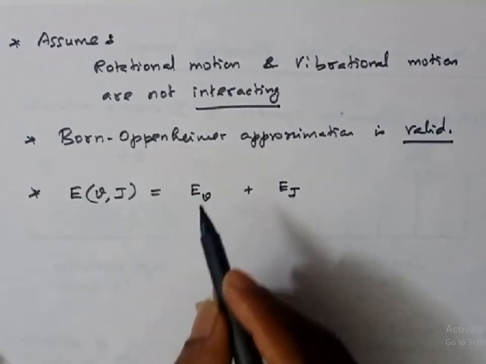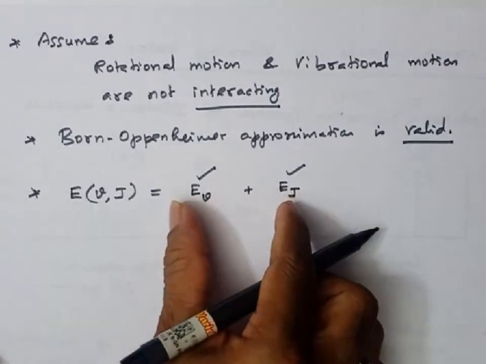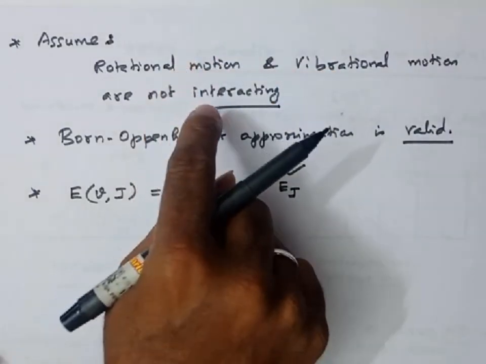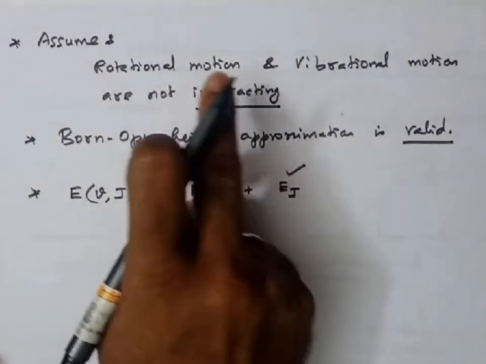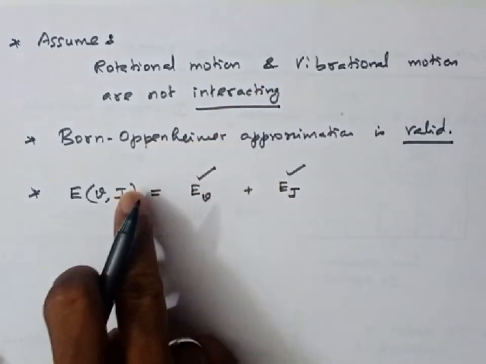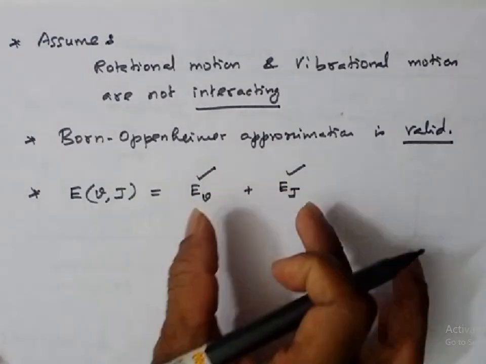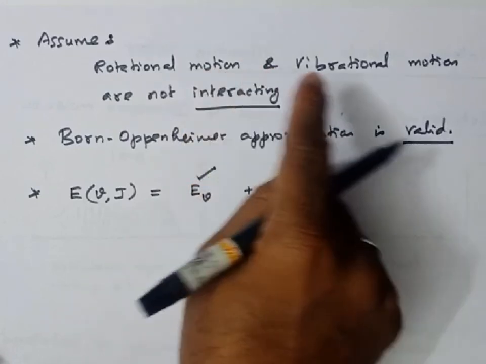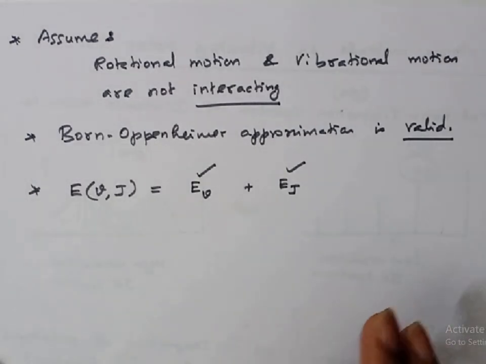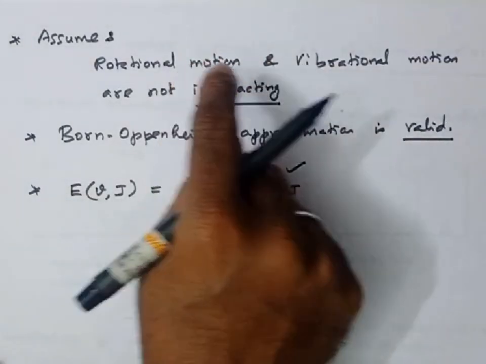Now, here we have separated the vibrational energy and rotational energy. This separation is possible only if vibration and rotation are non-interacting. Only if they are not interacting can you use the Born-Oppenheimer approximation. According to the Born-Oppenheimer approximation, the total energy can be separated like this: vibrational energy plus rotational energy. This separation is allowed only if there is no interaction between rotation and vibration. As we go along in this lecture, I am also going to consider the interaction between these two.